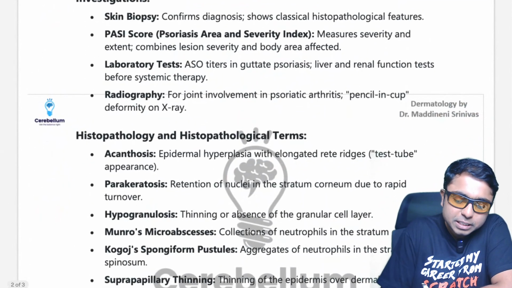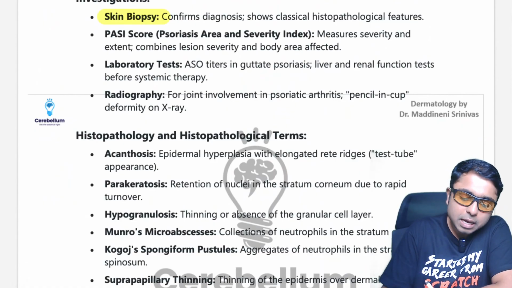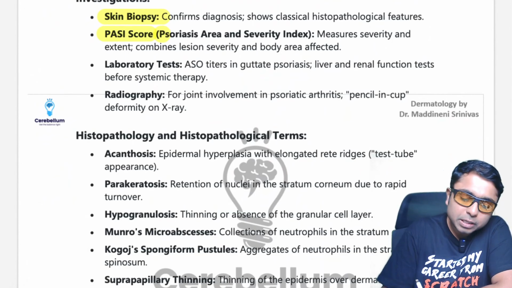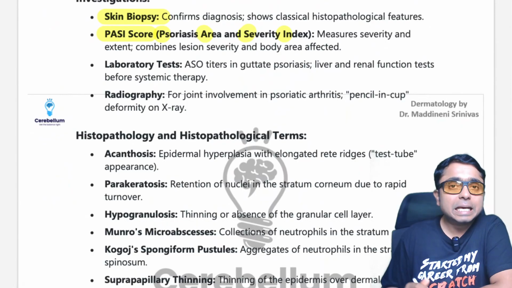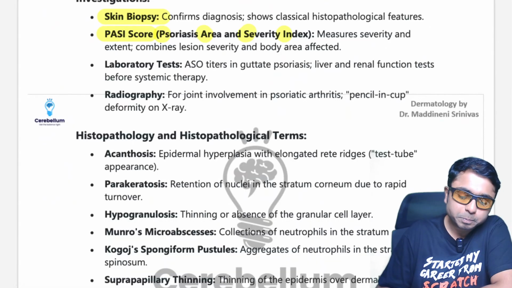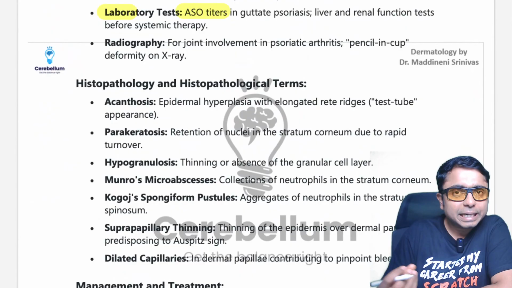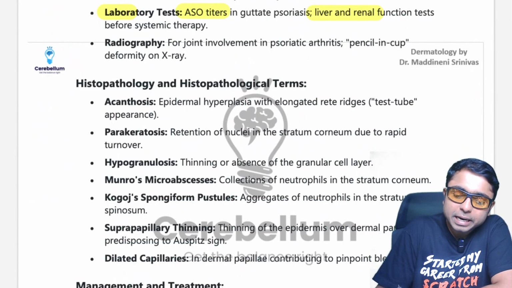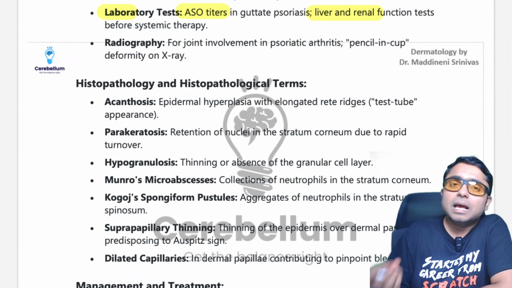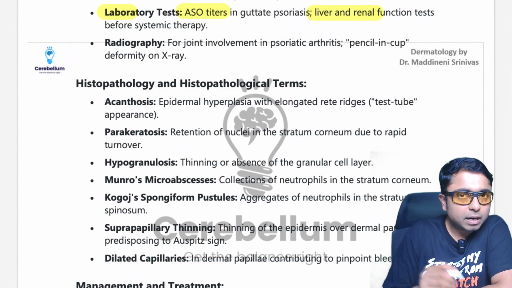Coming to the investigations, remember, skin biopsy findings we'll see in a minute. There it is going to confirm the diagnosis. And yeah, PASI score, it is not very important, but it is the psoriasis area severity index, a scale or grading system used to tell the severity of the psoriasis. Coming to the lab, you can do ASO titers in the case of guttate psoriasis, and liver and renal function tests have to be performed because the medications, methotrexate, acitretin, which we give, can cause derangement of liver and renal function.